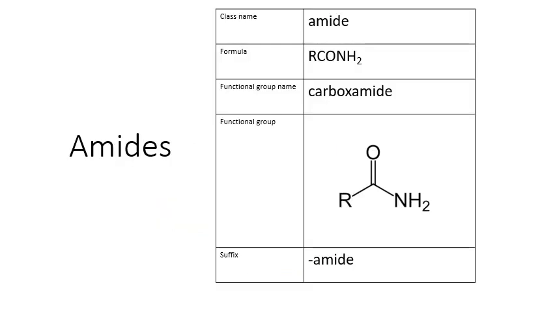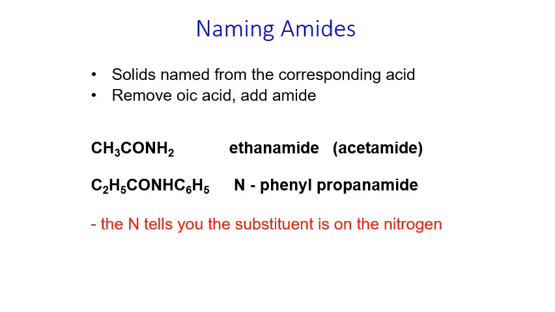We then have the amides, nearly there. They're RCONH2, similar in a way to esters. The functional group name is now called the carboxamide. This functional group here, the NH2 connected to a carbonyl group, and the suffix is -amide. And if you're naming amides, they are named from the corresponding acid. You just remove the -oic and add -amide. So for example, if you didn't have CONH2 and you had instead COOH, then it would be called ethanoic acid.